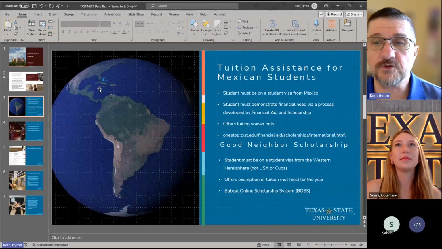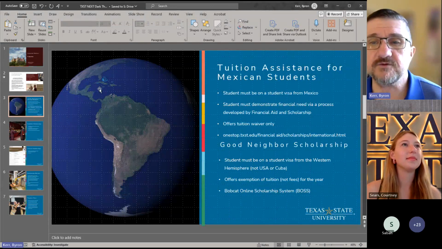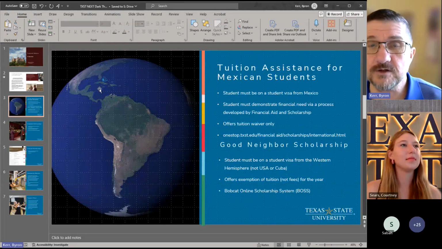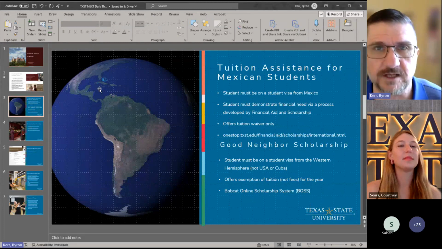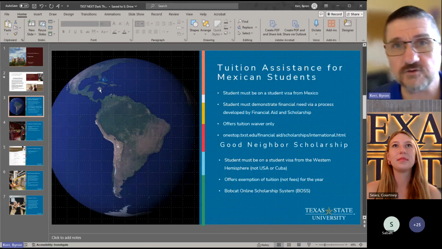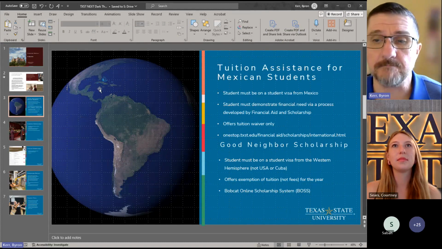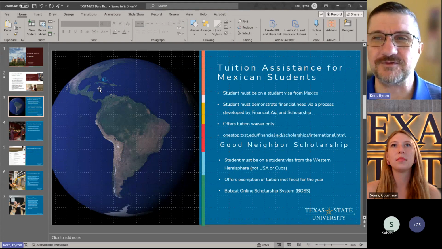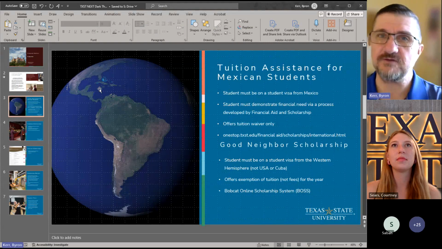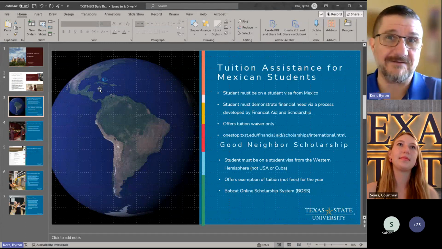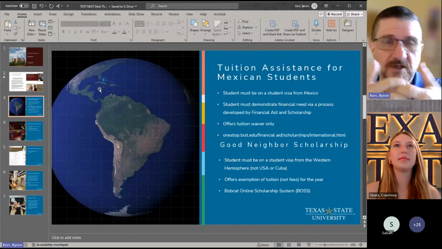We also offer something called the Good Neighbor Scholarship, again through the state of Texas. This one here is for students that reside in a country other than Cuba or other than the United States and in the Western Hemisphere. And so these scholarships go to students from South America as a general rule and Canada. These offer an exemption for tuition, but not fees. So this particular scholarship is a little bit different in that tuition is waived, but fees are not.